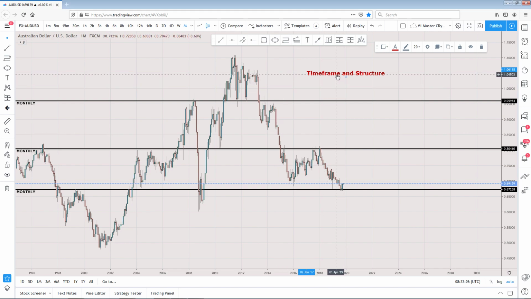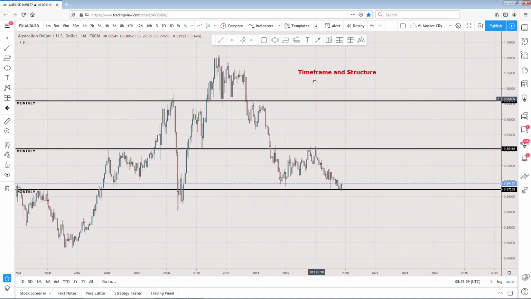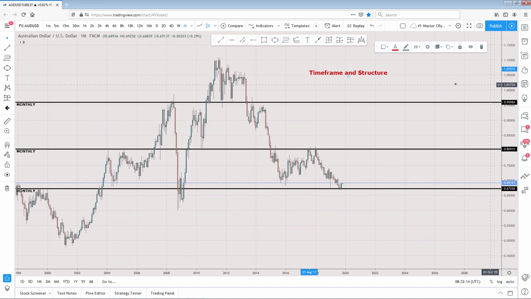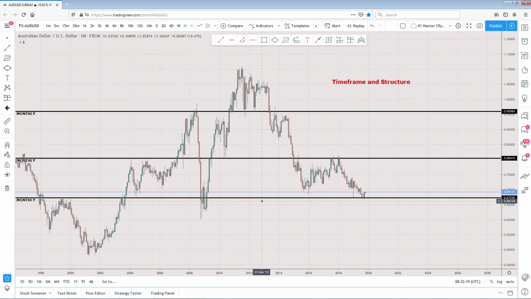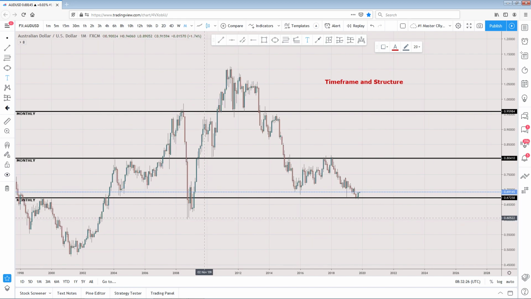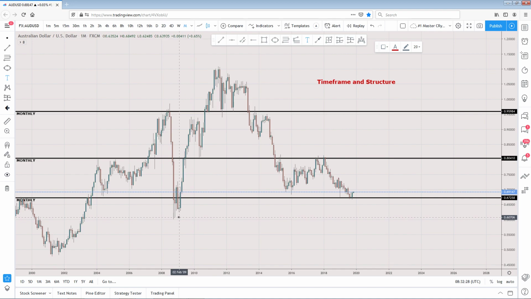Okay, today's lesson is going to be another very important lesson. Today is about time frame and structure. So I just want to quickly show you that every time frame has structure, and sometimes I mislabel them, and I see some of my students sometimes do that. Just take some time and label it correctly.